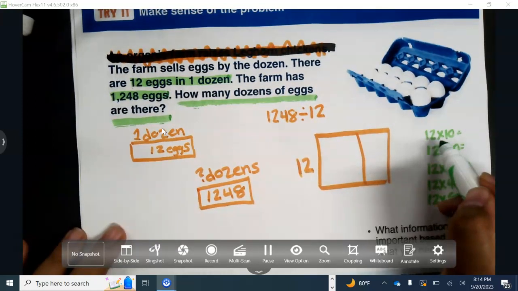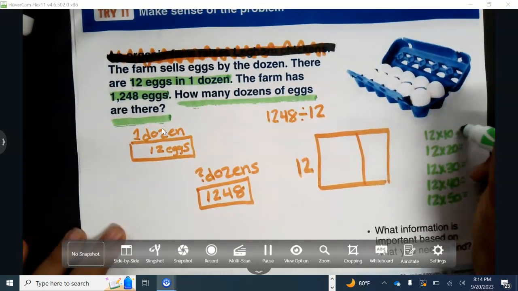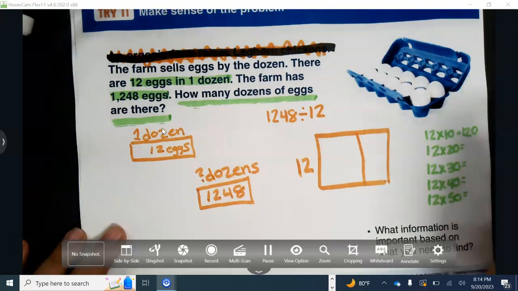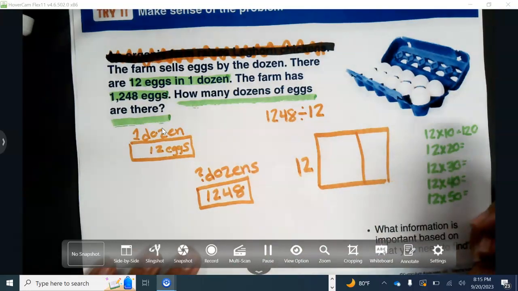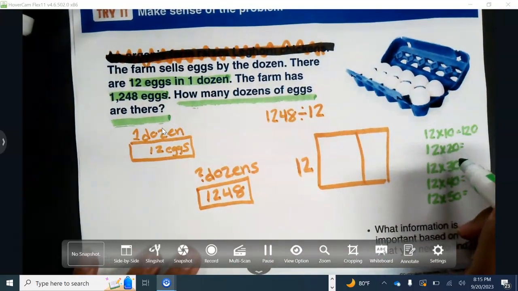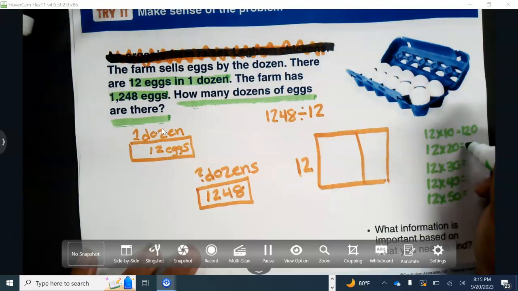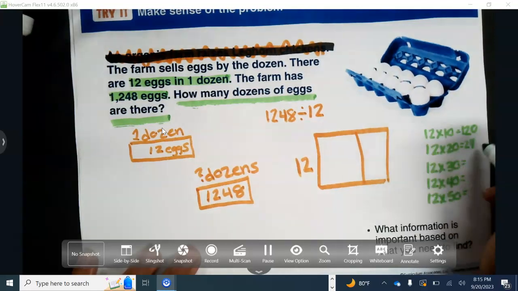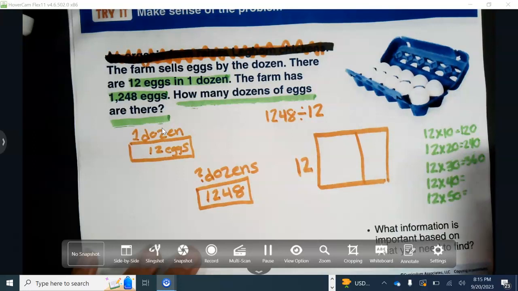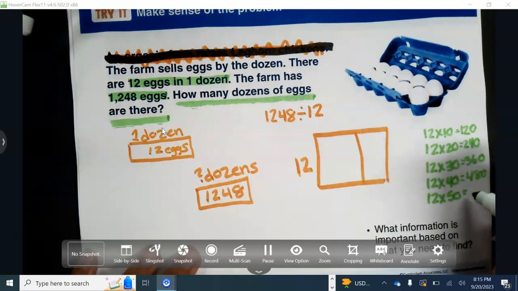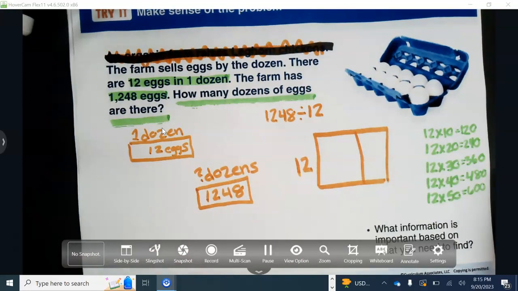So I know 12 times 1 will be 12, and I see a 0, so that's 120. That's not quite 1,248. We've got a long way to go. 12 times 20. Well, 12 times 2 is 24, and then I put a 0. We're still not close enough. 12 times 3 is 36, add my 0. 12 times 4 is 48, and I add my 0. And 12 times 5 is 60, and I add my 0.